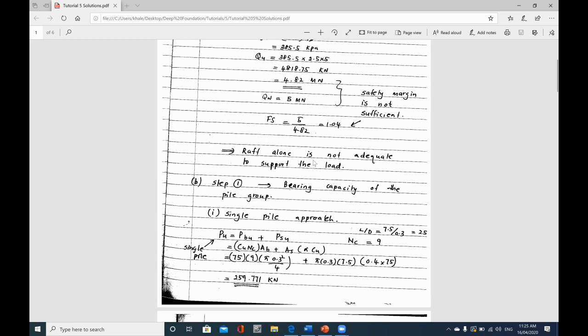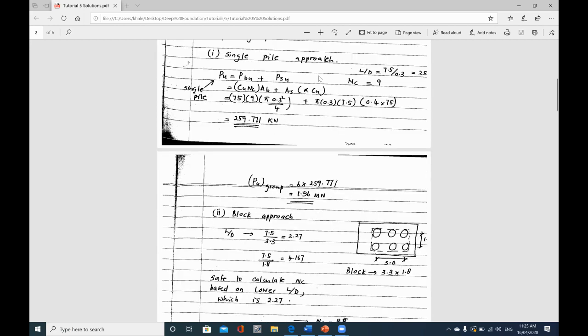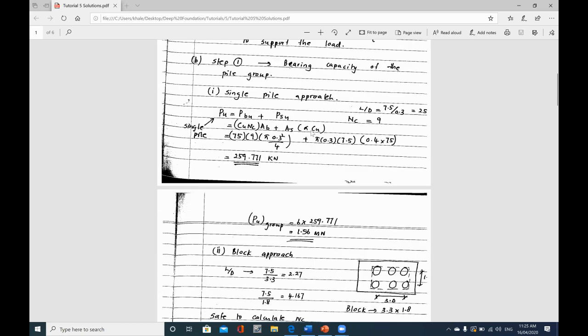And still it's not sufficient, because if we add this value here, 1.56 plus 4.82, and that's all divided by 5, then it will not be more than 1.5. So we still need more load carrying capacity to support the working load. So the system is not sufficient to support the load, but we're going to continue to find out the settlement of the whole system. So still the criteria for the load is not satisfied. Now we need to check the settlement for the whole group.